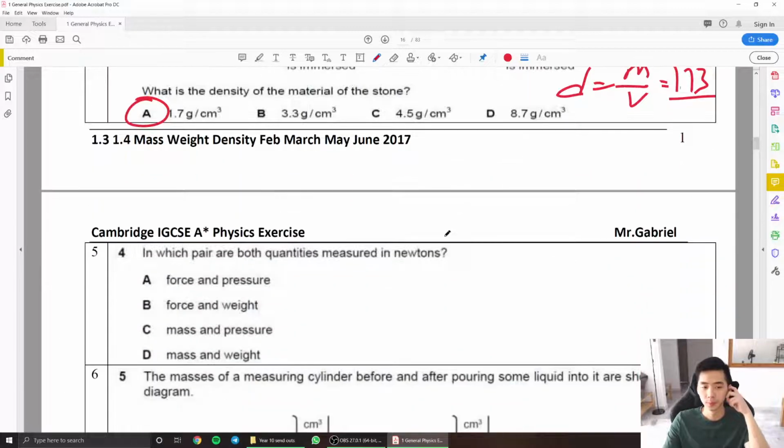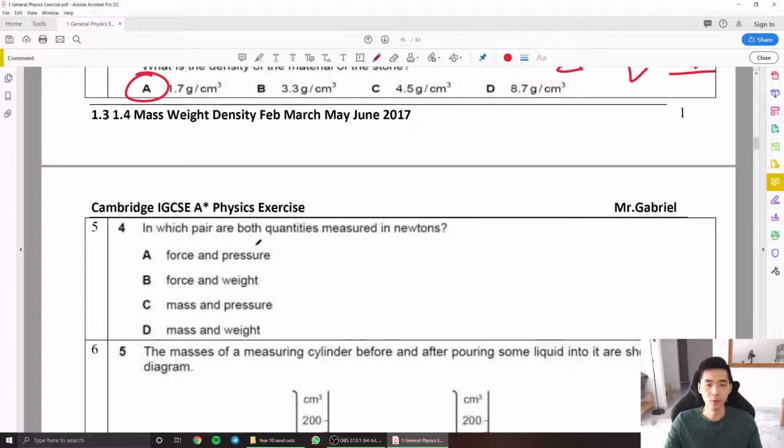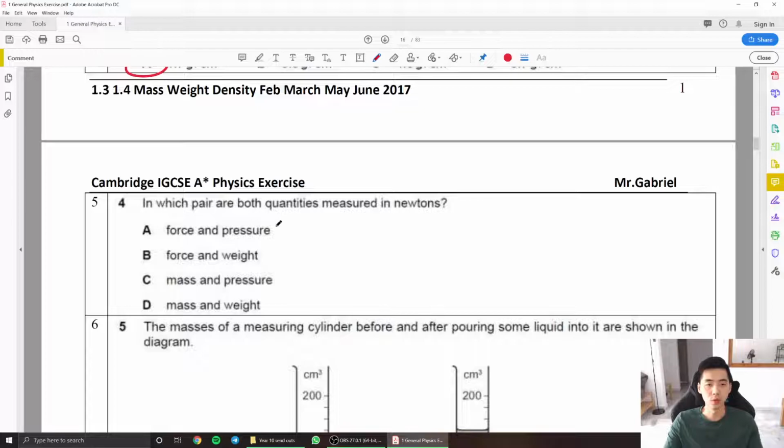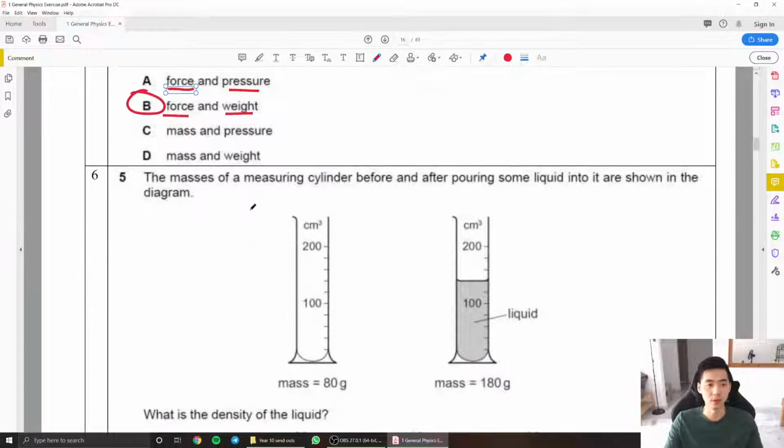In which pair are both quantities measured in newtons? Obviously, force is measured in newtons, pressure is in pascals. Force and weight are both in newtons. This will be in kg, this will be in pascals, kg and newtons.